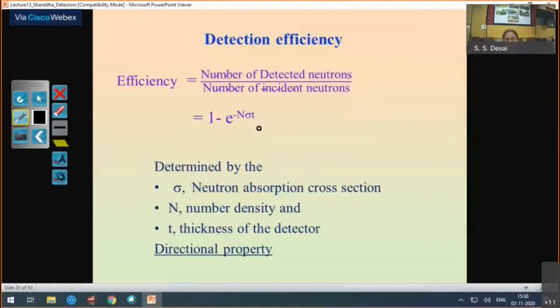Again, n is the number of neutron-sensitive nuclei or material per unit volume, and σ is the neutron absorption cross section, and t is the thickness, the gas thickness through which a neutron is passing, or the thickness of the detector from which we are incident with neutrons. So here it is a directional property and not a volumetric property, as we have seen for sensitivity.